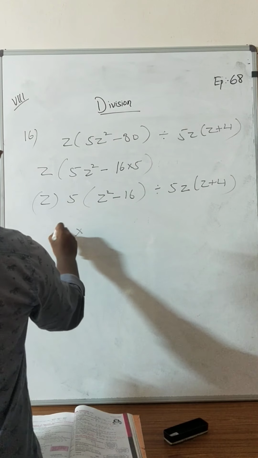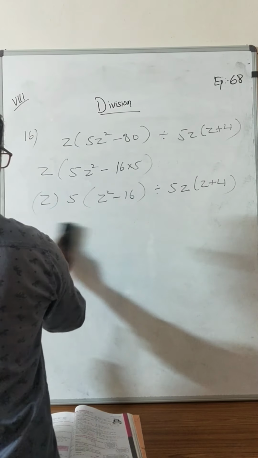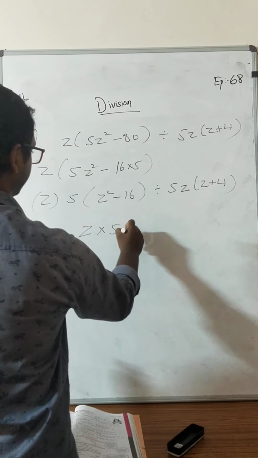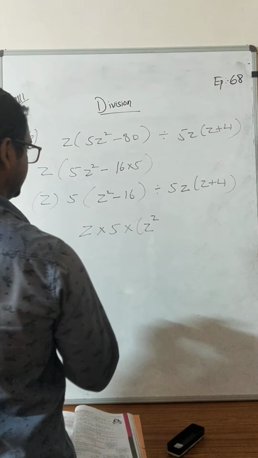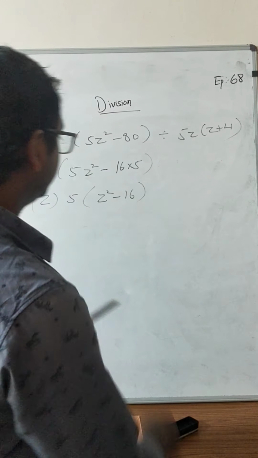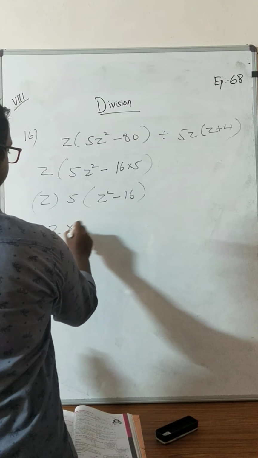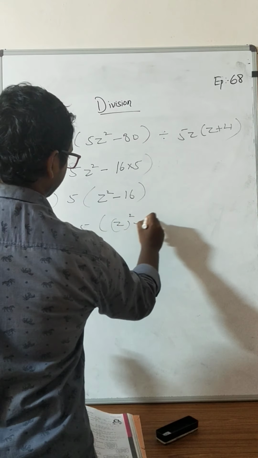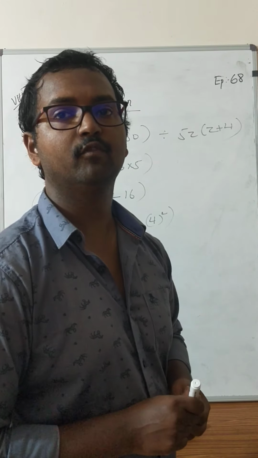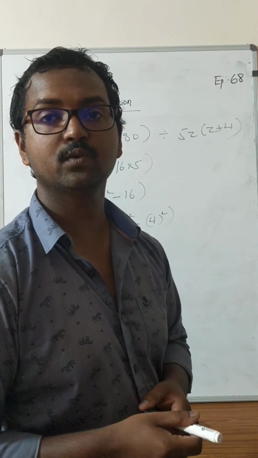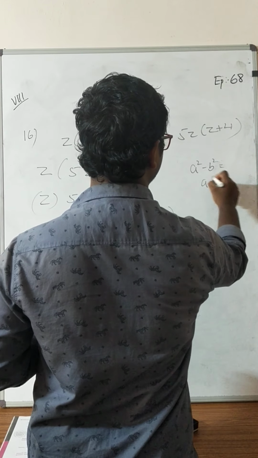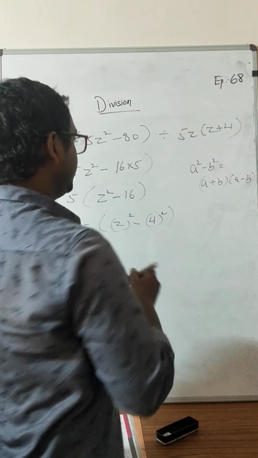Now see, z into 5 into, in the bracket, z square minus 16. Now see, z square minus 16 can be split again like this. We have studied identity 3 in exercise 14.2, which is a square minus b square is equal to a plus b into a minus b. So the same thing I am going to follow here.